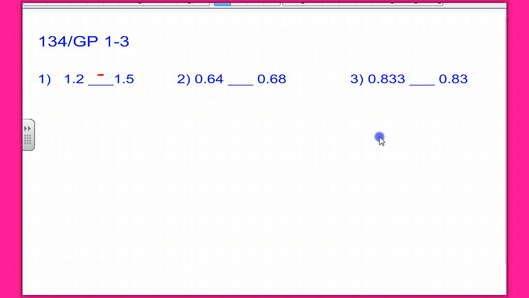And first of all, can you tell us those numbers, Olivia? 1 and 2 tenths and 1 and 5 tenths. Good. And so you're saying 1 and 2 tenths is what? Greater. Say it again. Is greater. 1 and 2 tenths is less than 1 and 5 tenths. Excellent. Good job. Number 2, Gabriel.